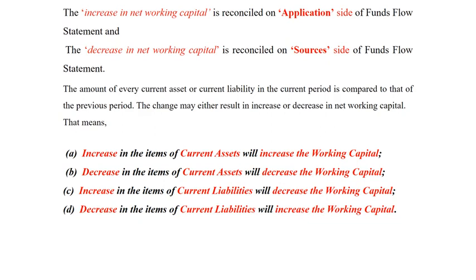So I repeat, increase in current assets will increase the working capital. Decrease in current assets will decrease the working capital. But in case of current liabilities, this relationship reverses. Increase in items of current liabilities decreases working capital. Decrease in items of current liabilities increases working capital. Okay, these things should be kept in your mind.